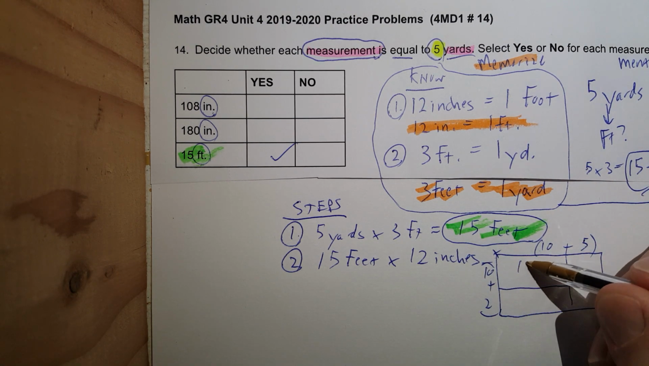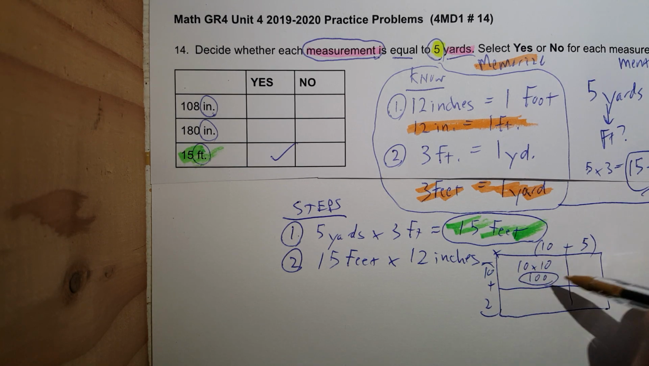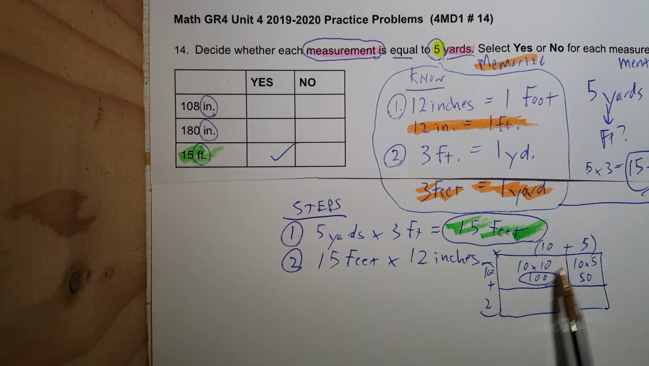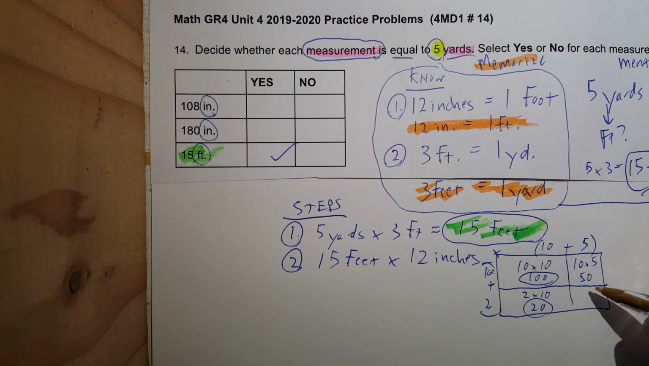In this box, I will take 10 times 10. 10 times 10 is 100. In this box is 10 times 5. I take this number times this number, which is 50. The reason why we like area model is we get to small digits and there's zeros. Down here in this box, this is 2 times 10. 2 times 10 is 20. And then in this box, we take 2 times 5. 2 times 5 is 10.